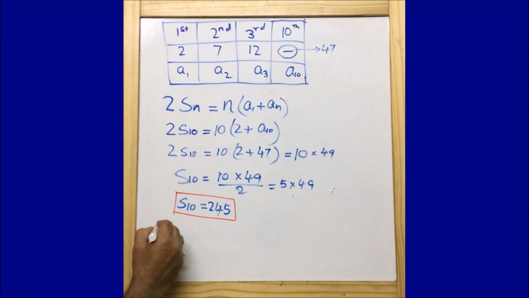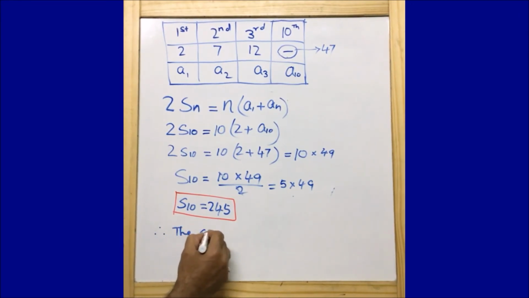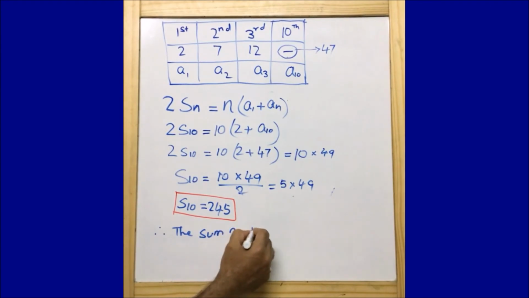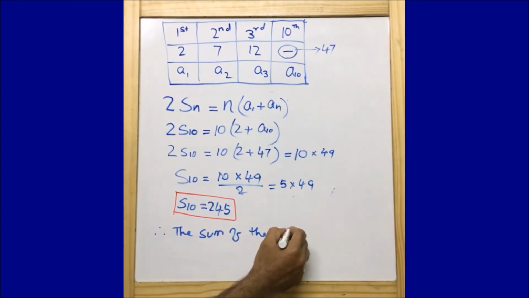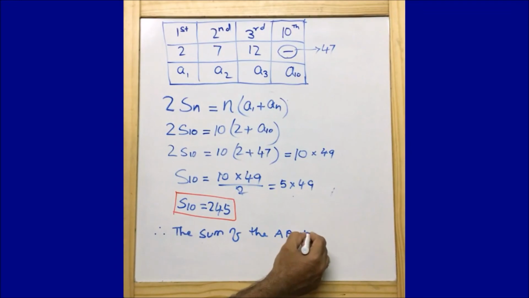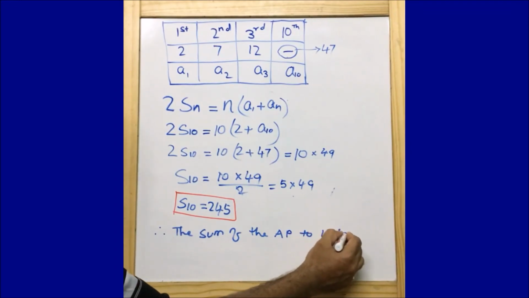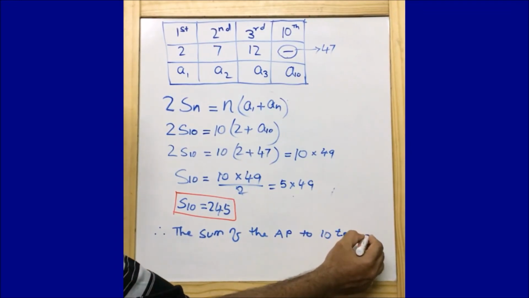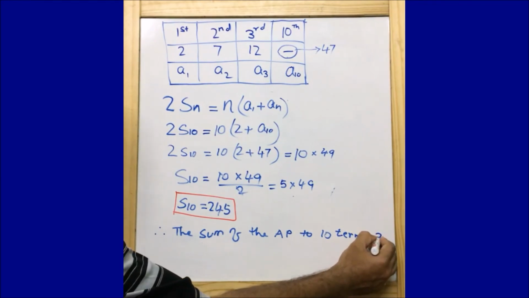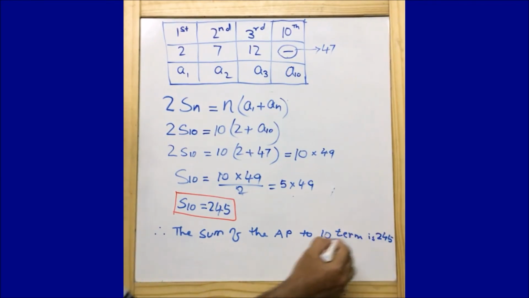So at the end of our answer, we can write, because the question asks us to find the sum of the following AP up to the 10th term, therefore, the sum of the AP to 10 terms is 245. That's all, guys. I believe you understood this calculation.